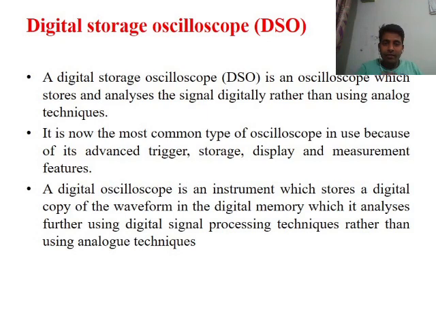Okay, we'll go point by point. DSO is like a normal oscilloscope, but the only difference is that it processes the signals digitally, whereas a normal CRO processes the signal in analog fashion.